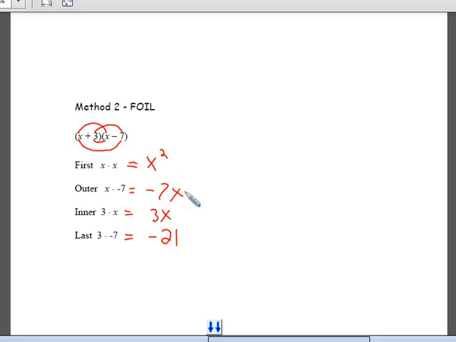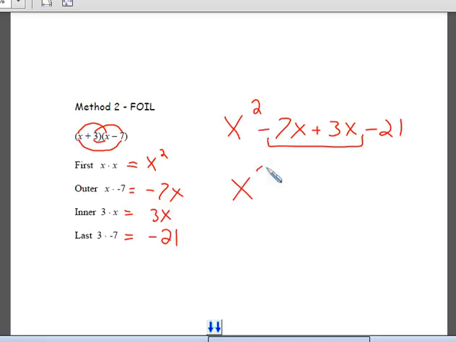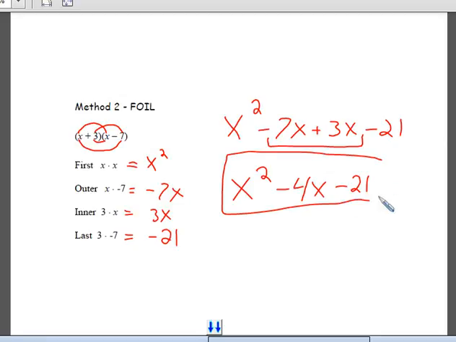Then we got to combine all these. So it's x squared minus 7x plus 3x minus 21. Use the sign as your math operation, either adding or subtracting. Combine like terms, x squared minus 4x minus 21. And you are done. Alright, that's it for this video.